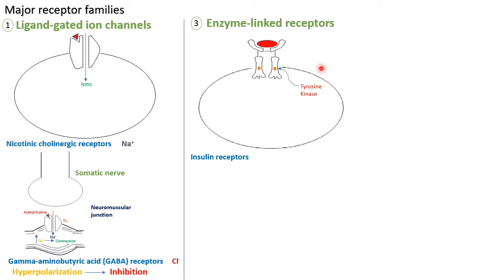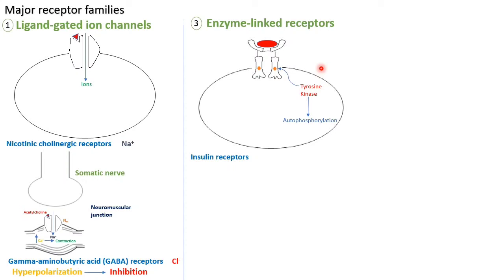So what happened? We call this autophosphorylation, because there is phosphorylation of the enzyme itself. So the enzyme which is linked to the receptor phosphorylates tyrosine residues on the enzyme itself. And when this happens, there is a cascade of actions that happen.